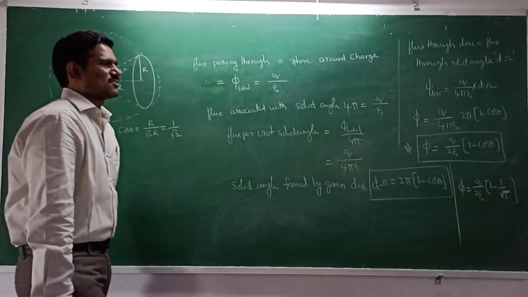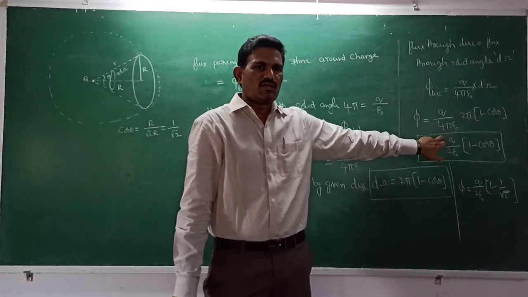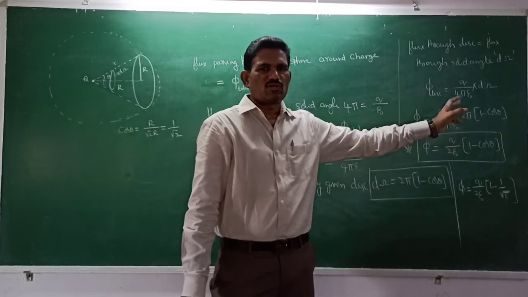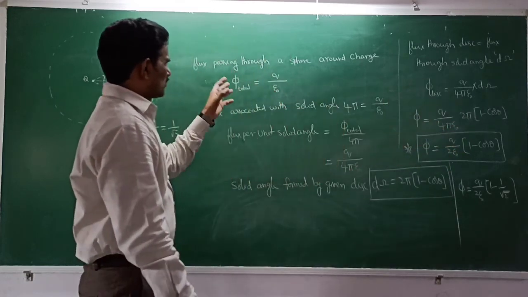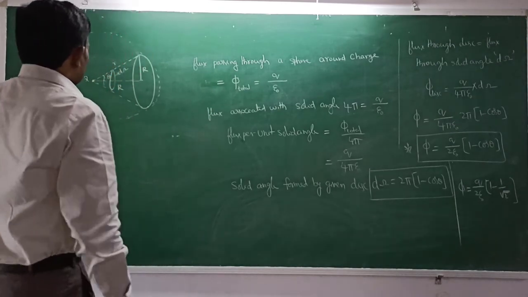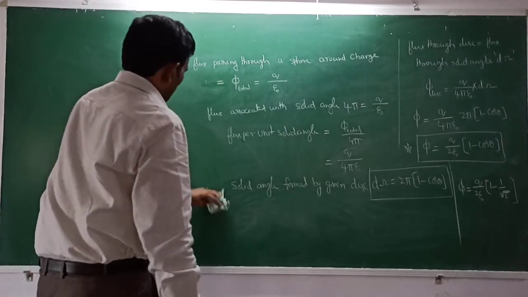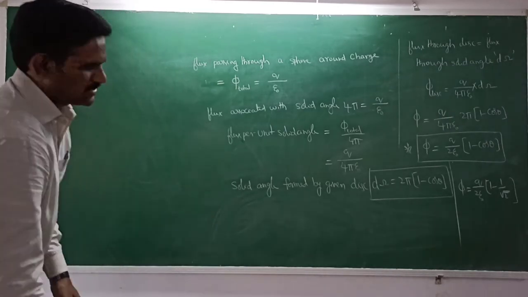This is the formula we need to remember. Once again, I am saying that this is an important formula: Q by 2 epsilon naught into 1 minus cos theta, which is the flux passing through the base of the cone, or you can say the circular base. That means the same question, instead of this disk, they may ask like this.